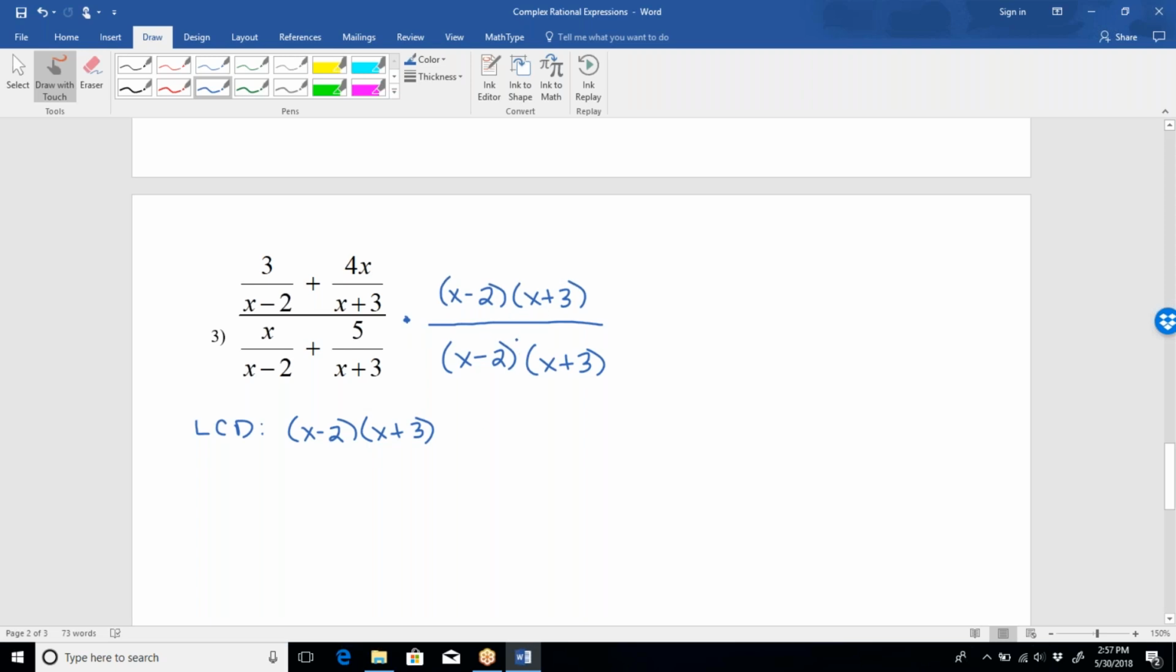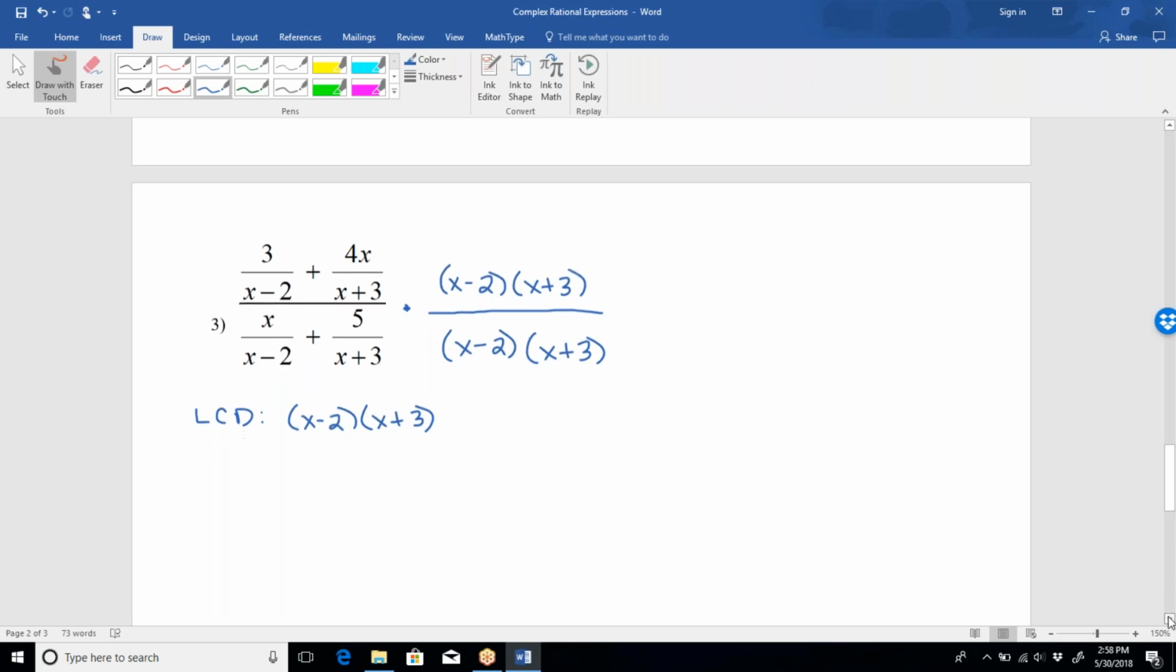Essentially, I'm just multiplying by the number 1. And so I'm going to have to take this. I am going to multiply all terms by this. So I'm going to distribute this to the 3 over x minus 2. I'm going to distribute this to the 4x over x plus 3, and so on and so forth.